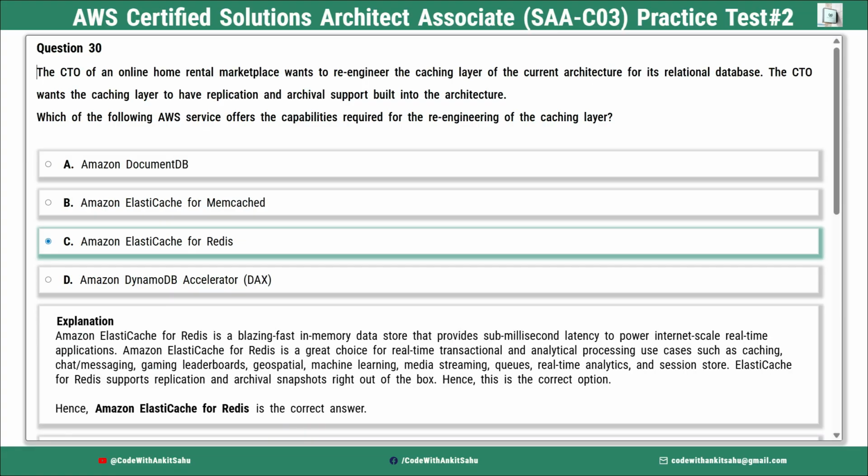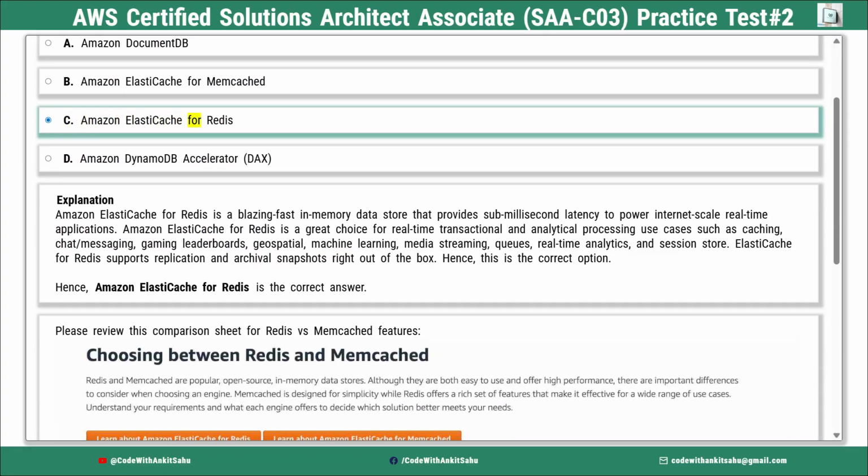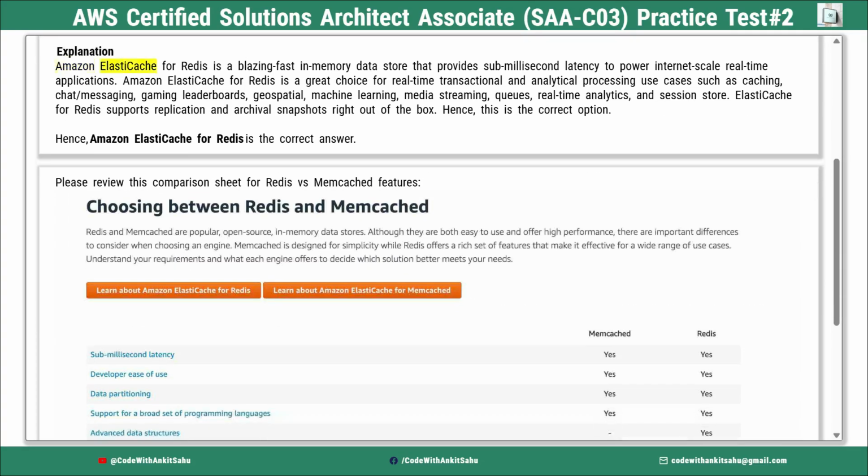Correct answer. Option C. Amazon ElastiCache for Redis. Explanation: Amazon ElastiCache for Redis is a blazing fast in-memory data store that provides sub-millisecond latency to power internet-scale real-time applications. Amazon ElastiCache for Redis is a great choice for real-time transactional and analytical processing use cases such as caching, chat/messaging, gaming leaderboards, geospatial, machine learning, media streaming, queues, real-time analytics, and session store. ElastiCache for Redis supports replication and archival snapshots right out of the box.